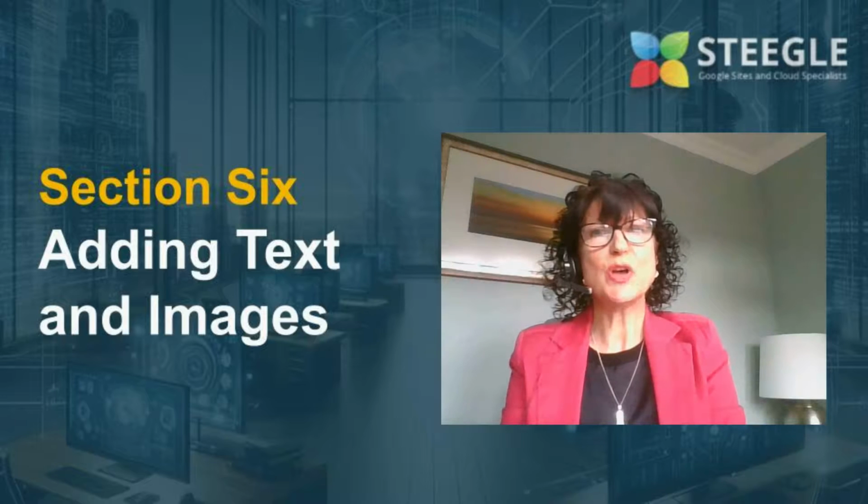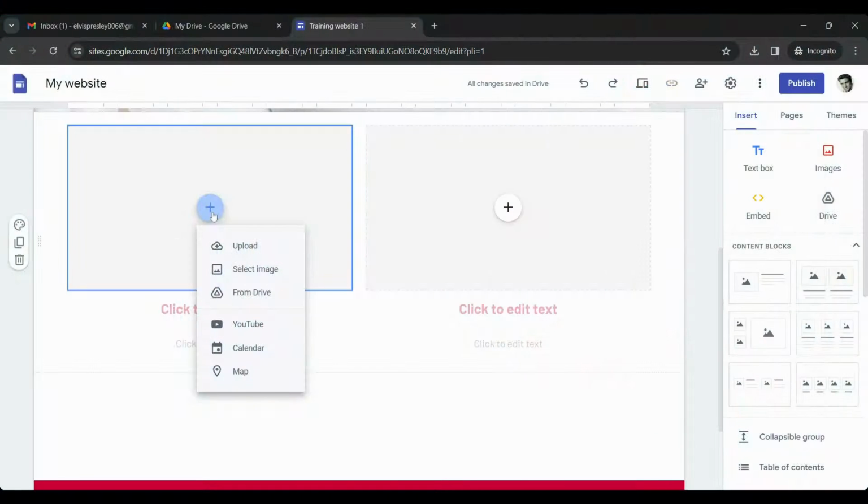Now that you've added your content block to the page, you can begin to add various design elements. In this section, we will take a look at how you can work with text and images. Click on the plus button and you'll be given the choices to upload an image from your device or select an image stored within Google Drive. You can also insert other items from Drive, such as spreadsheets or presentations. You can also insert items from YouTube, your Google Calendar, or a map.